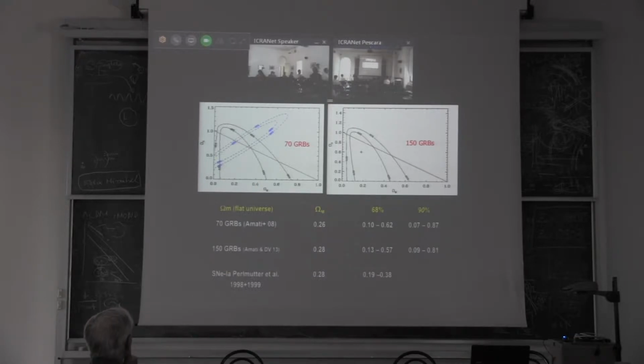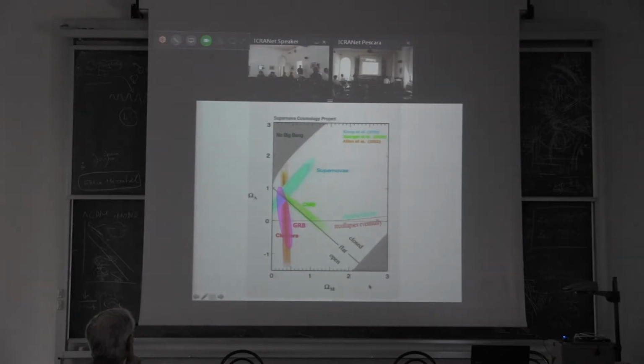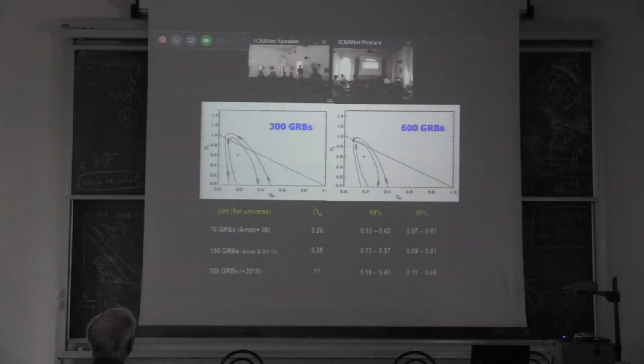Of course, we are still far from the accuracy that can be provided by Type 1A supernovae. However, the typical plot that you see in the literature now can be complemented by new confidence contours from gamma ray bursts. And for the future, of course, with 300 gamma ray bursts, we are almost close to the supernova accuracy, and with 600, basically, we will match the supernova result.